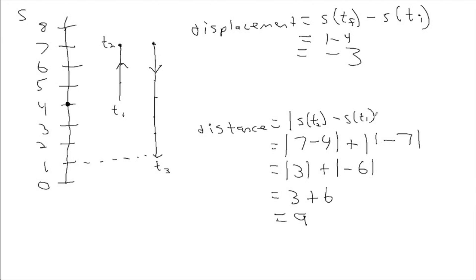So then what goes here? The absolute value of S of T2 minus S of T1, plus the absolute value of S of T3 minus S of T2, I guess, because it's the same. And what was S of T2 on this problem? 7. Yeah, you can see that matches up.